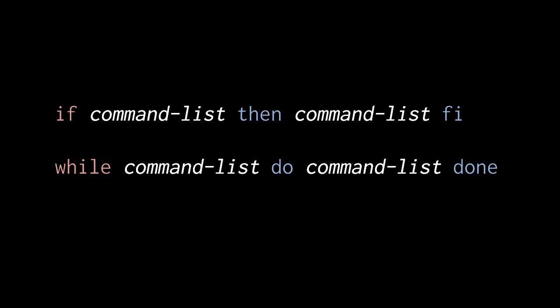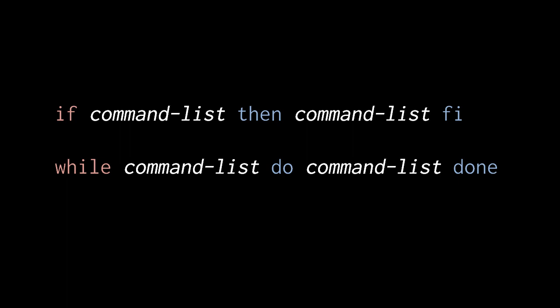Also, I should remind you here that the last command in a command list must be terminated either with a semicolon or a new line. So as you see them written here, where if and while are both portrayed as single line commands, these command lists must all be terminated by a semicolon if they're going to be on the same line. They can't just be separated by a space from then, do, fi, and done.